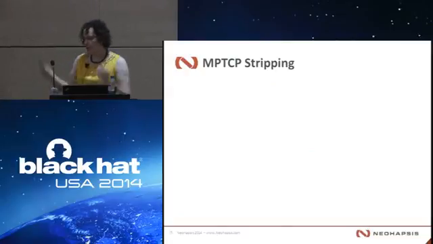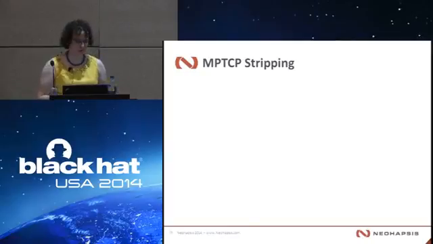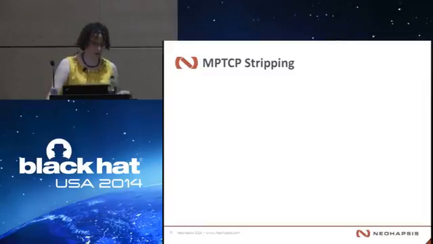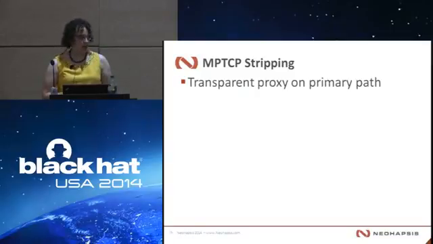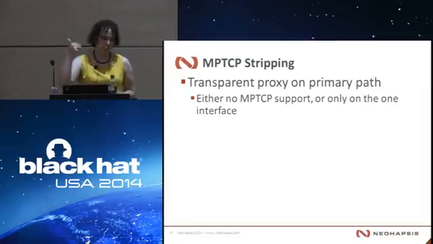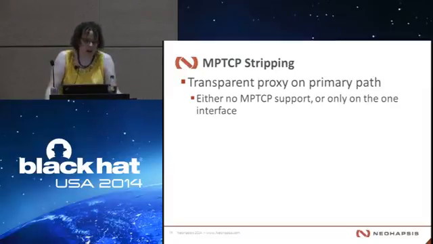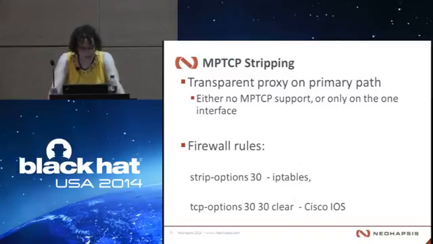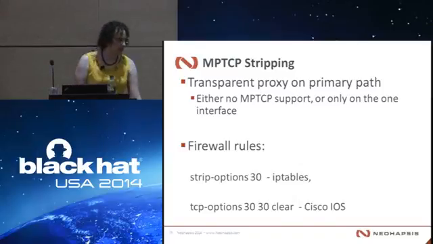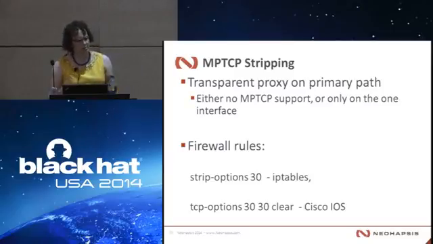Okay, so checking for support is one thing. What can you do? Well, you can make it so that it doesn't flow across your network. In the short term, people are probably going to be doing this quite widely. I don't know if it's a long-term solution, but it does work. You can terminate that connection, as I said earlier, with a transparent proxy. Whether it supports MPTCP or not is irrelevant, because you're just shoving all the data through one point. But you can also use some firewall rules, strip options 30 with iptables, or tcp-options 30 clear on a Cisco device, or on some of the newer ones, you can actually do it with slightly different options. But you can just tell the firewall, if you see this, kill it.